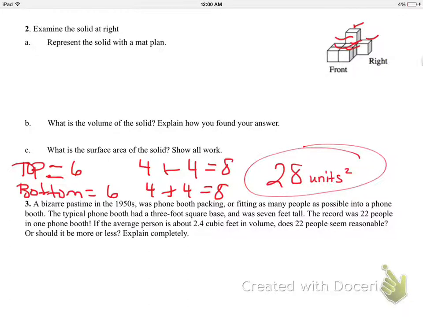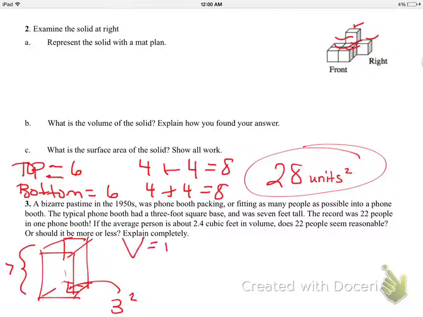Number 3, the bizarre pastime in the 1950s was when you pack a phone booth. This phone booth has a 3-foot square base. So that looks like this-ish. And my base in there is going to be 3 squared. The height is 7 feet. So the volume of this entire thing is going to be the area of the base times the height. 9 times 7. The volume is then 63 feet cubed.